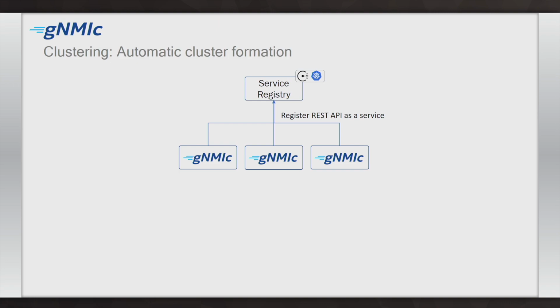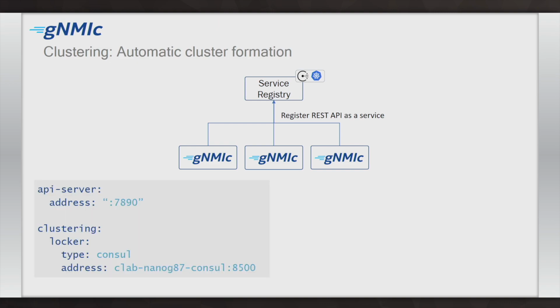So gNMIC relies on a service registry to build the cluster. Each gNMIC instance, if it sees that there is clustering configuration in its configuration file, will register its REST API as a service in the service registry, which can be either Consul or Kubernetes. Kubernetes is only supported when gNMIC is running inside the cluster, so it can't use a remote cluster to do clustering, so you have to be running within Kubernetes already.